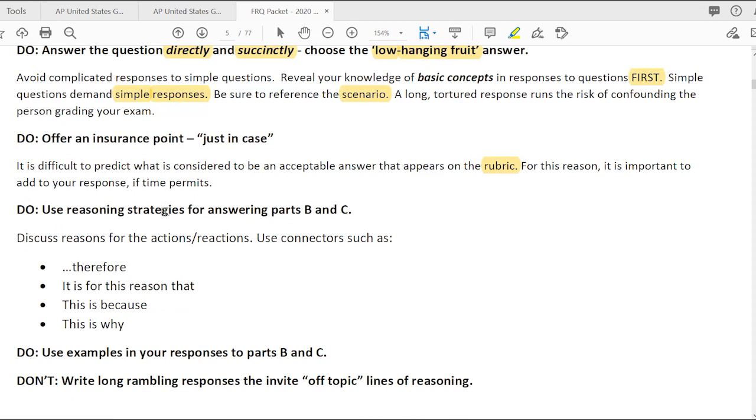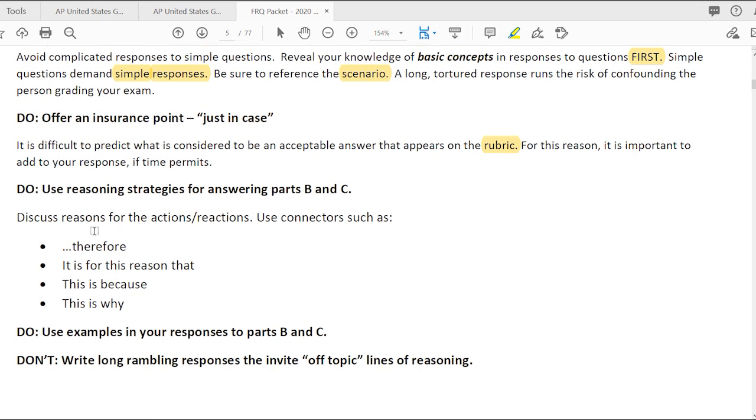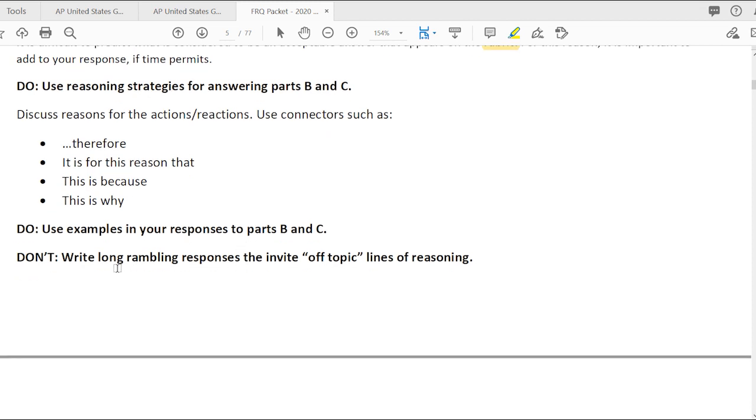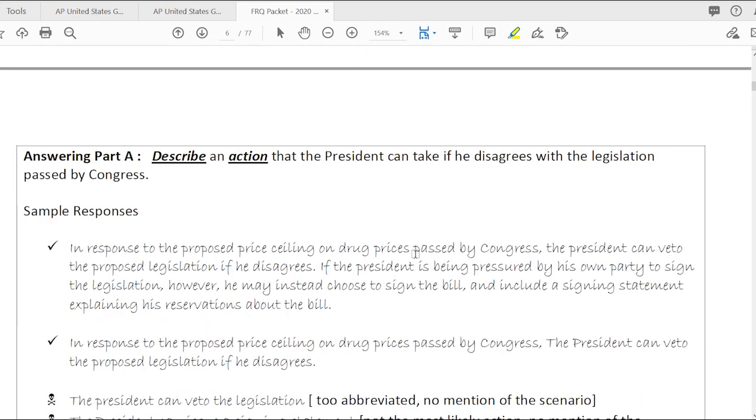Also, use reasoning strategies to connect parts B and C. Connectors such as therefore, it is for this reason that, this is because, this is why. Do use examples in your responses, part B and C. Do not write long, rambling responses that invite off-topic lines of reasoning. So here's some examples.